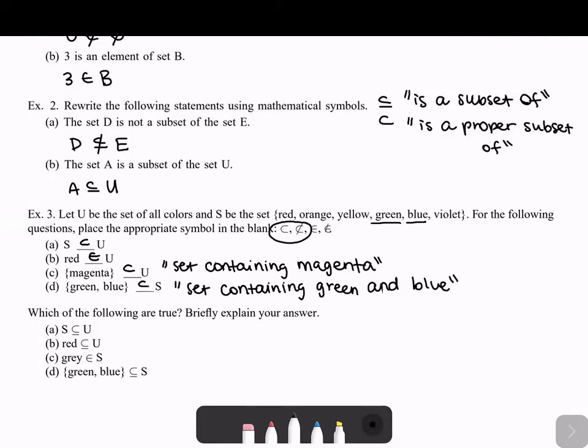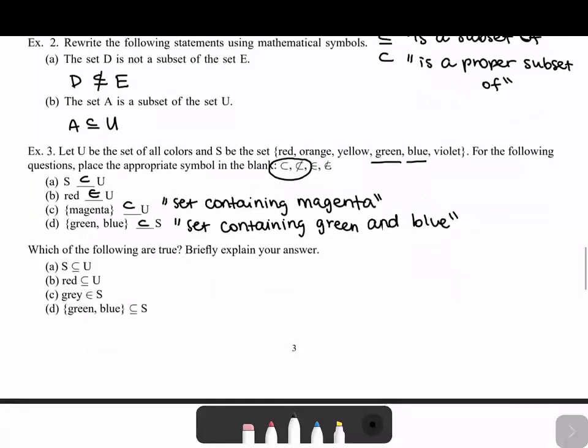So one of these that, for example, would not be true is that the set, let me write it over here, the set containing magenta is not a subset of S, right? Because magenta is not one of the colors that's listed in our list notation of the set S. So it's not a subset of it.